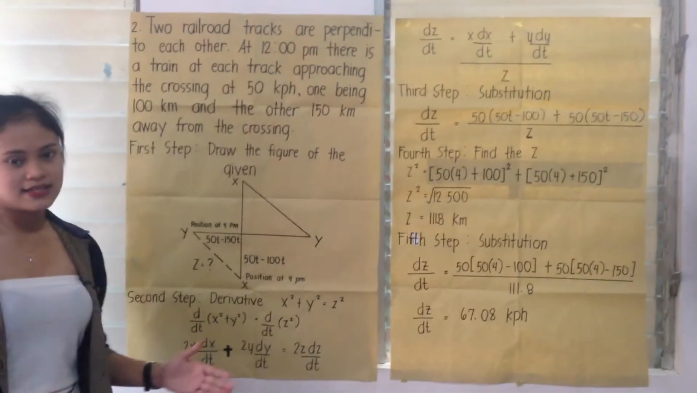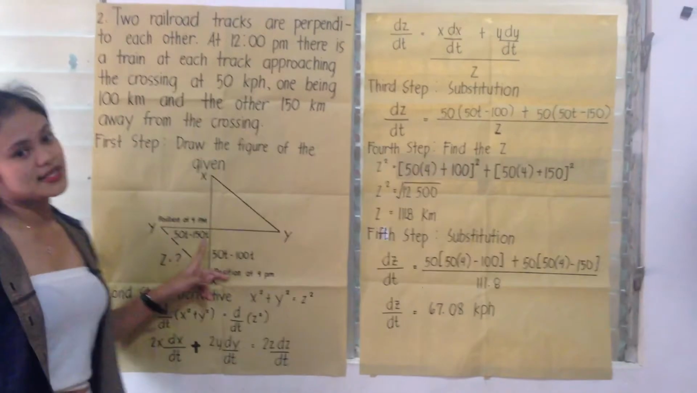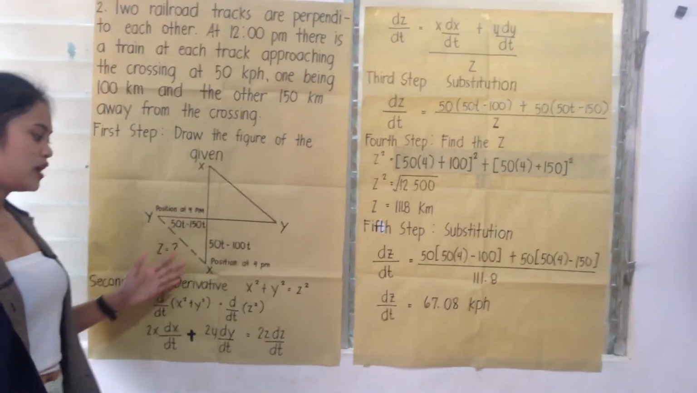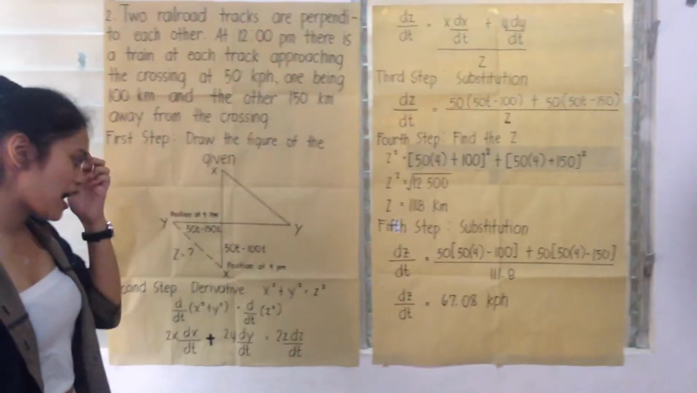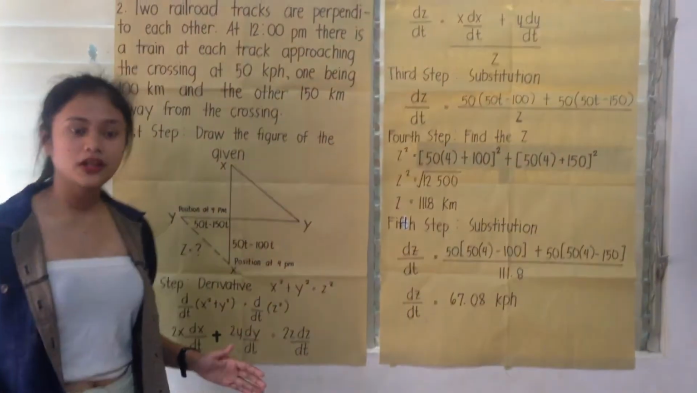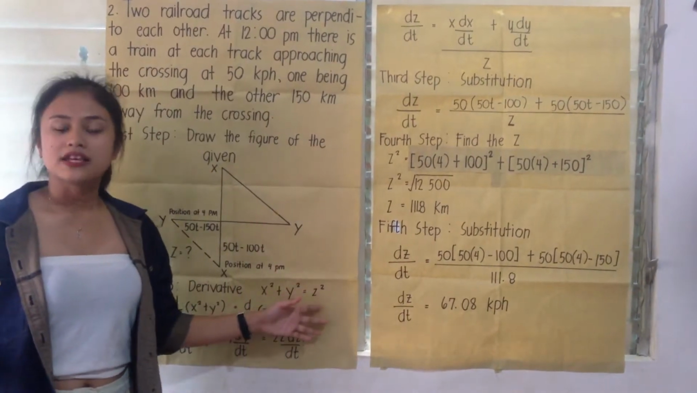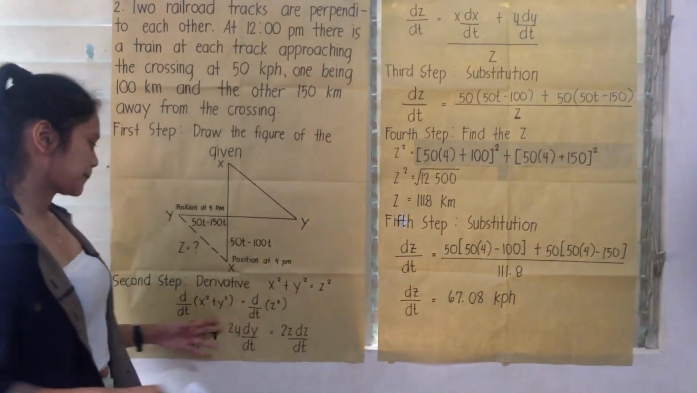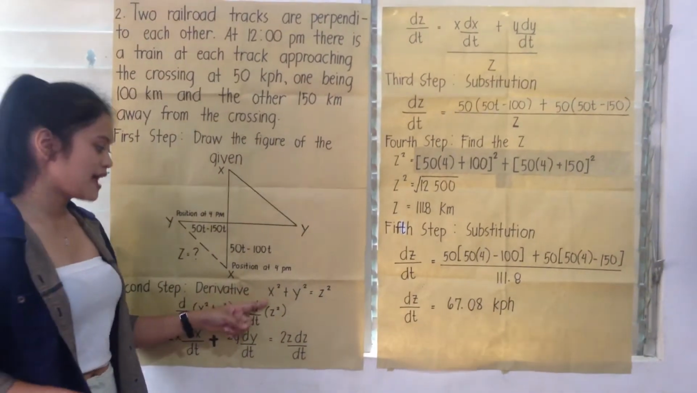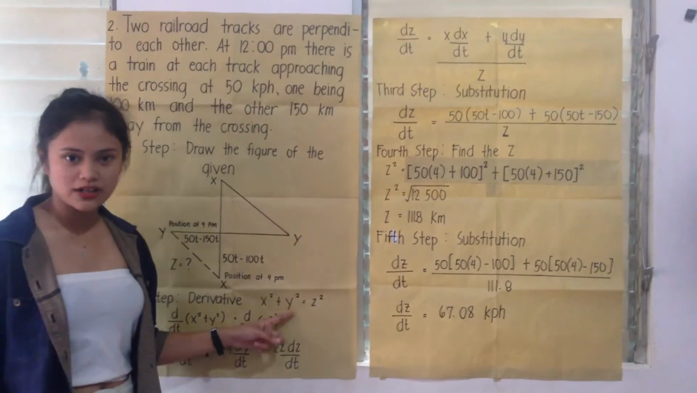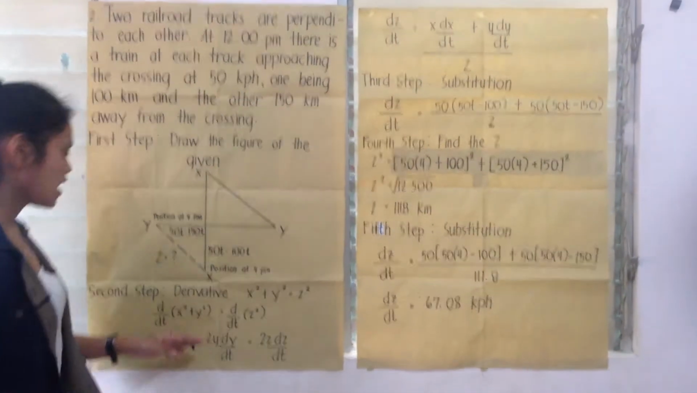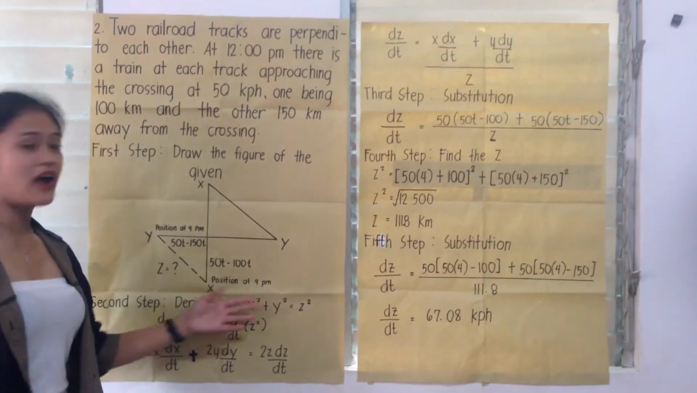So we now have the drawing and the figure. The second step is the derivative. So as we observe that this is a right angle, and we should use the Pythagorean theorem formula, in which a squared plus b squared is equal to c squared. So assume that x squared plus y squared equals z squared. So now we will differentiate this.